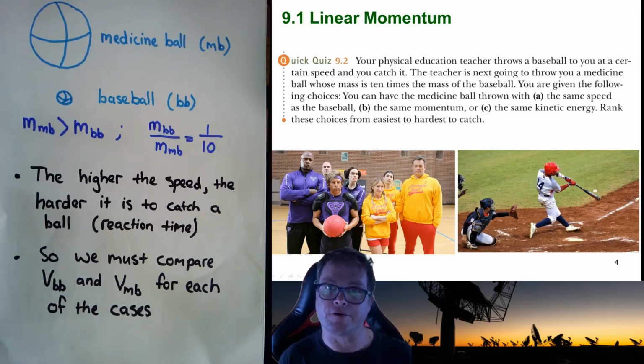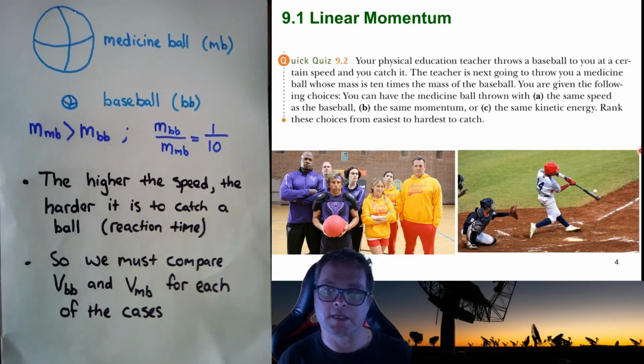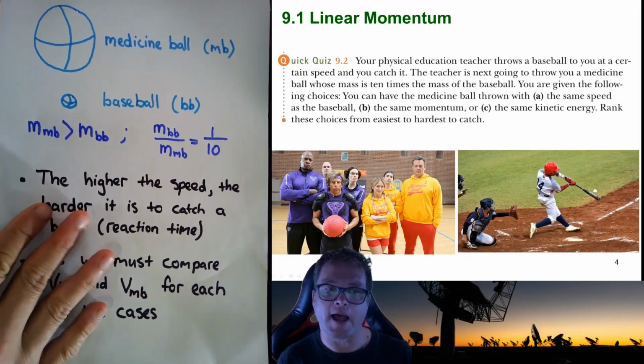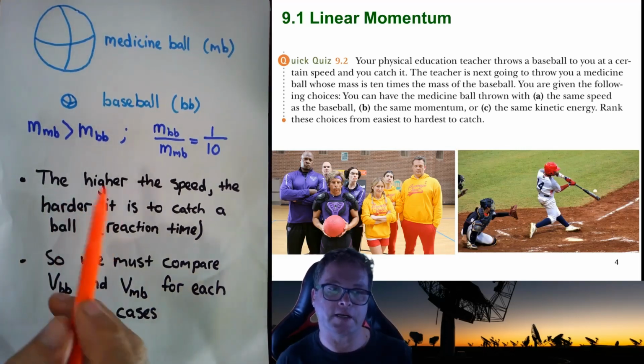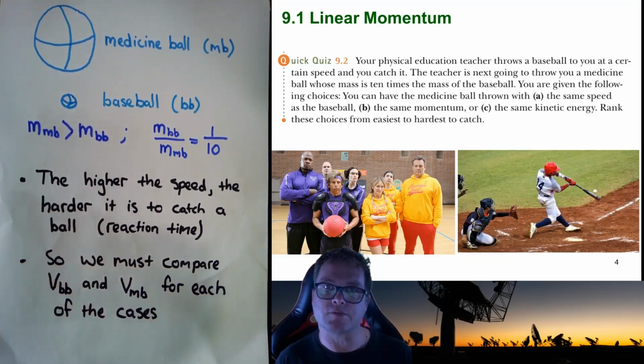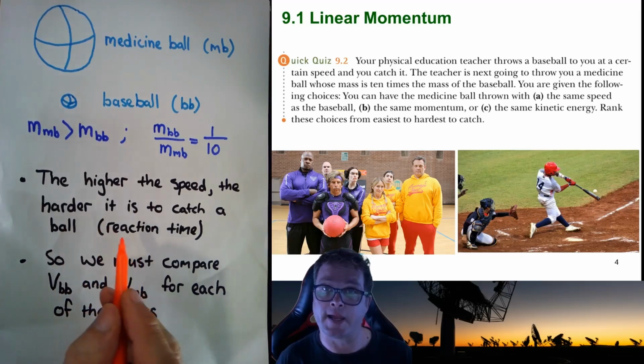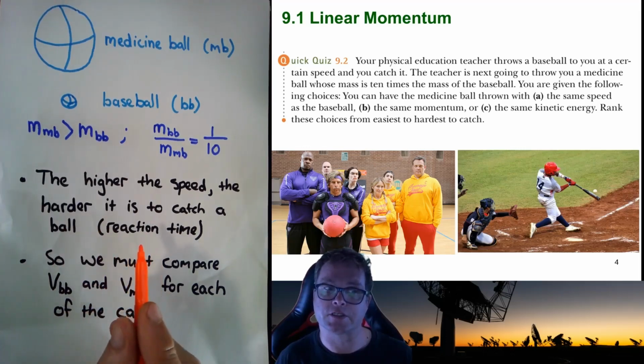It's interesting to think about, we've been asked to rank the options from easiest to hardest to catch. So it's important for us to think about what it means if something's easy to catch, or what it means if something's harder to catch. And this has to do with the speed of the object. As I've noted here, the higher the speed, the harder it is to catch a ball. And this has to do with your reaction time. If balls come into you very quickly, you have a very short reaction time to get your hands in position and be able to catch it.